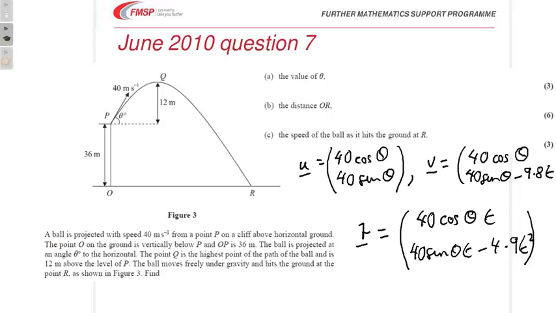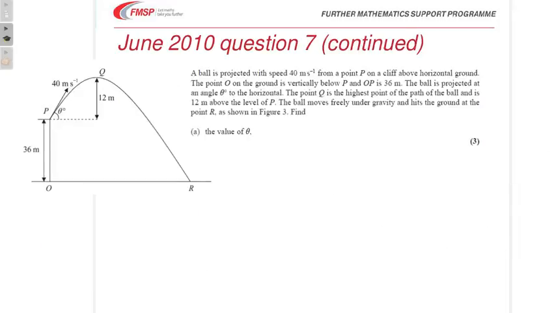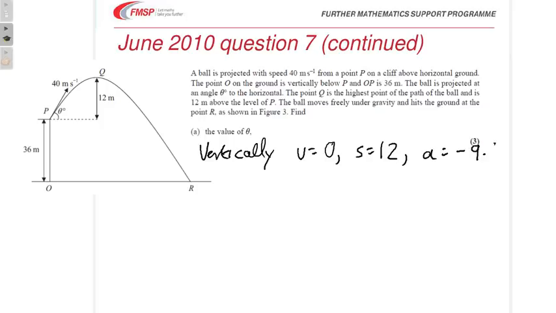Find the value of theta by making use of the fact that the height is 12 meters, the greatest height. On the next page then, what we can use is that vertically v equals 0 at s equals 12 with an acceleration of minus 9.8. In other words, looking at the vertical motion, we know that once it's gone a height of 12 meters vertically, it comes to instantaneous rest, vertically at least. The velocity is purely horizontal at the point Q.